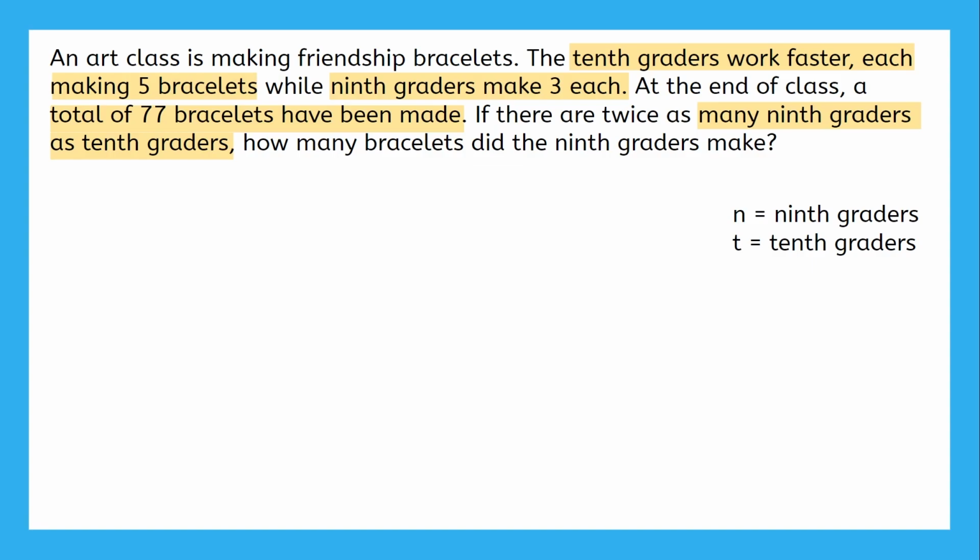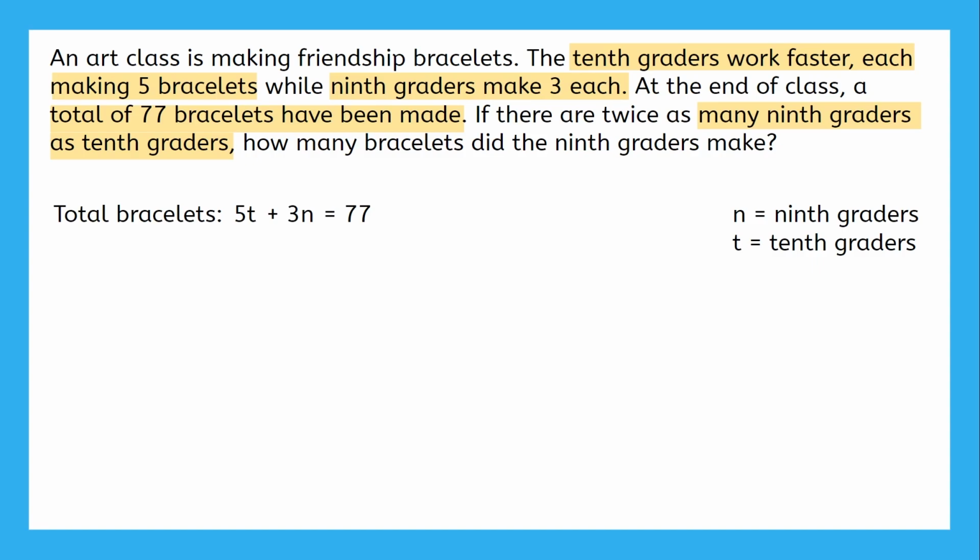Now we need to use those variables to write equations. What two big ideas can we base our equations on? We can write an equation about the total number of bracelets. If we have 5 bracelets times the number of 10th graders plus the 3 bracelets for each 9th grader, we get the total of 77 bracelets.